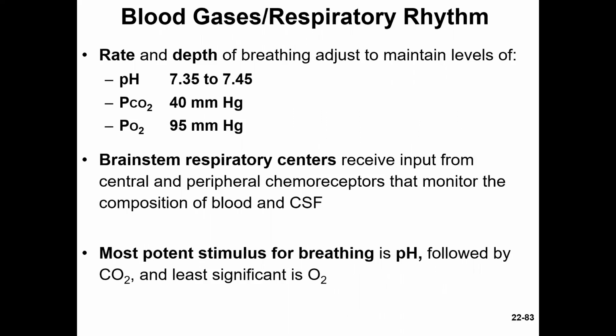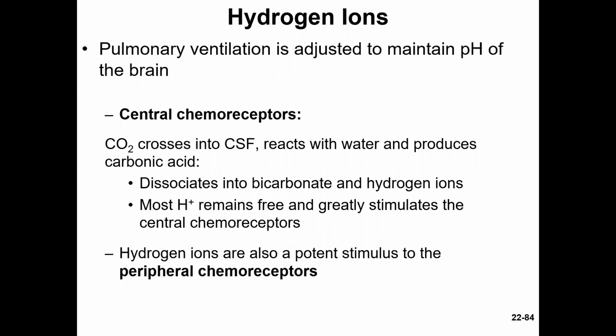Okay, the rate and depth of breathing adjust to maintain the levels of pH, the pressure of carbon dioxide, and the pressure of oxygen. The brainstem respiratory centers receive input from central and peripheral chemoreceptors that monitor the composition of blood and the CSF. The most potent stimulus for breathing is pH, followed by CO2, and the least significant is O2. Pulmonary ventilation is adjusted to maintain the pH of the brain.